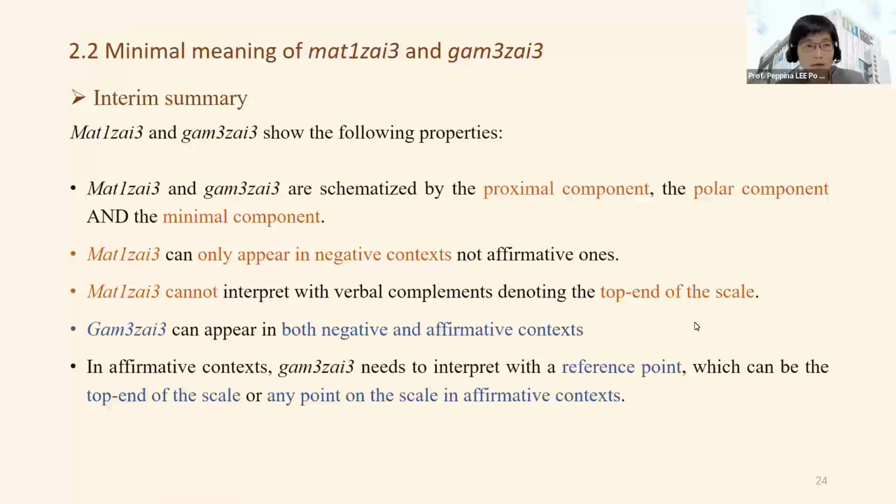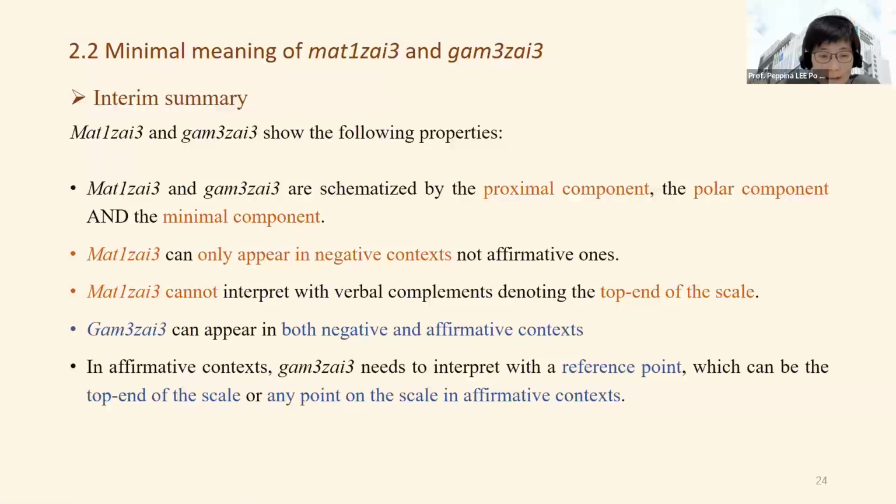So with the data here, let's give an interim summary. 乜滯 and 咁滯 basically show the following properties, around 5 properties. 乜滯 and 咁滯 are schematized by the proximal component, the polar component, and what is additional is the minimal component. And then 乜滯 can only appear in a negative context, not affirmative ones. And then 乜滯 cannot be interpreted with verbal complements denoting the top end of the scale, just like yun.